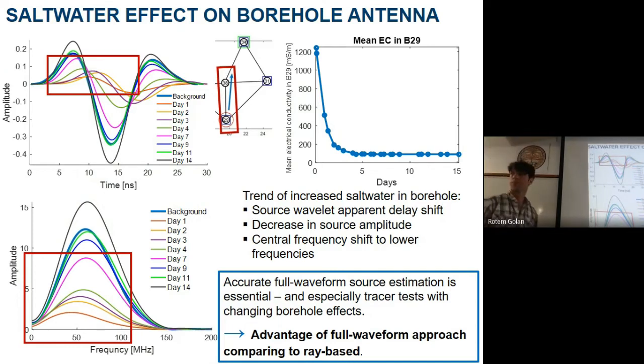Can you explain why this is happening? The antenna size doesn't change. Yeah, what causes the wave? There is a coupling between the antenna and the electrical conductivity of the salt water that is traveling through the borehole near the antenna emission location.